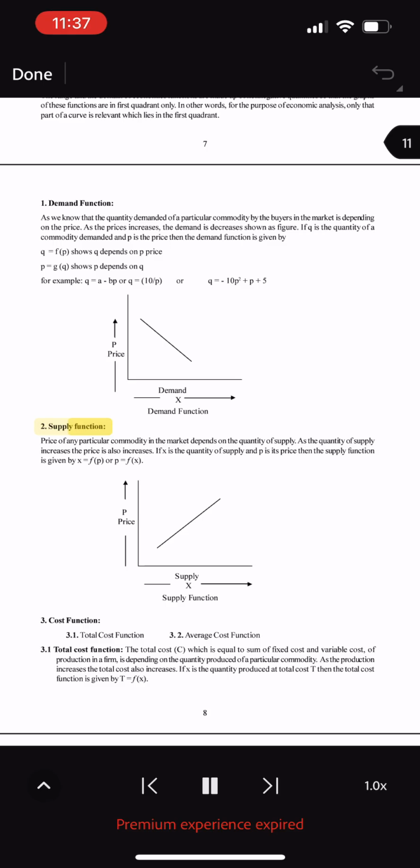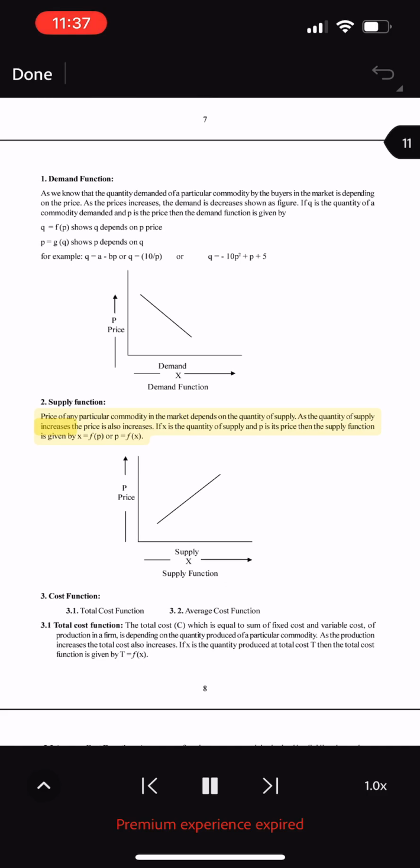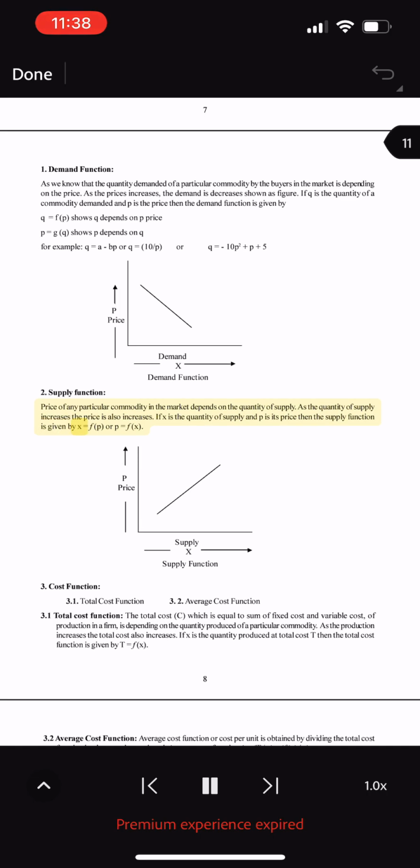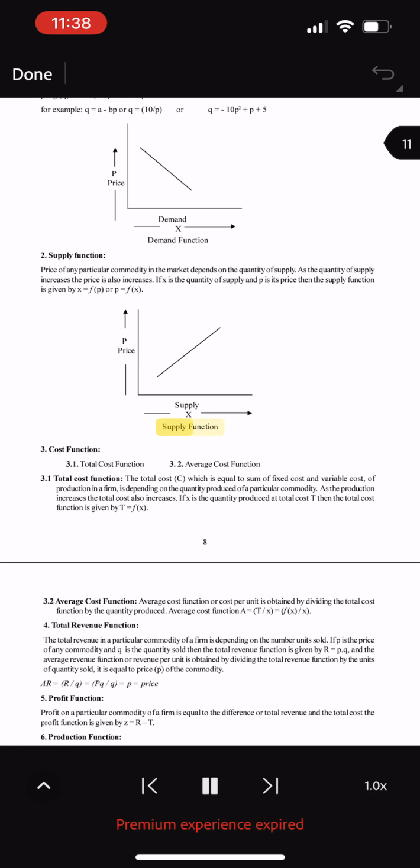2. Supply function. The price of any particular commodity in the market depends on the quantity of supply. As the quantity of supply increases, the price also increases. If X is the quantity of supply and P is its price, then the supply function is given by X = f(P), or P = f(X), where capital P is price, supply, and capital X is the supply function.